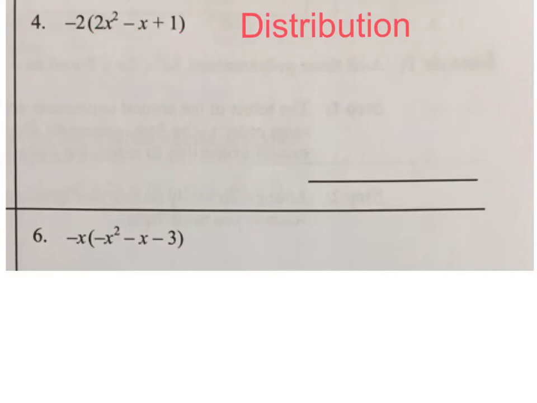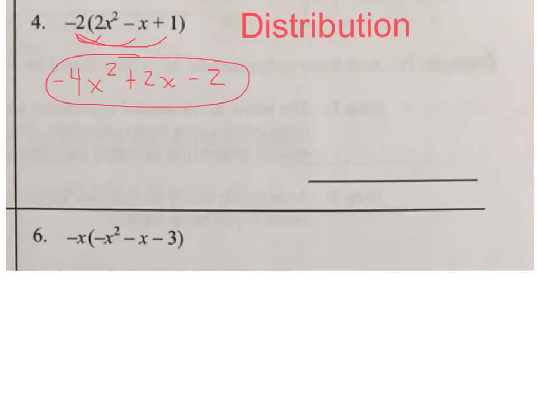So I'm going to multiply the -2 times the 2x squared, and I get -4x squared. And the -2 times the -x, and I get +2x. And the -2 times the +1, and I get -2. And so that's your answer right there.